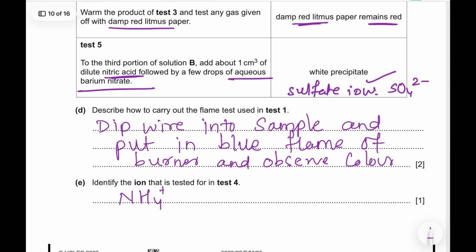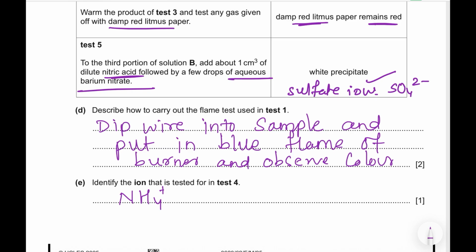Now the first question: describe how to carry out the flame test used in test 1. It is for 2 marks. So how we can perform a flame test is, we can dip a wire into the sample and place that into the roaring blue flame of a Bunsen burner and observe the color of the flame.